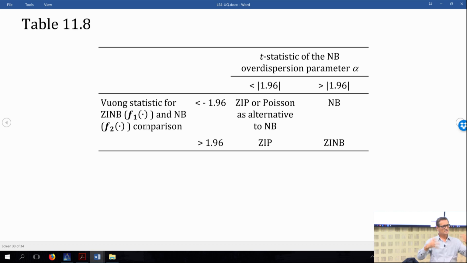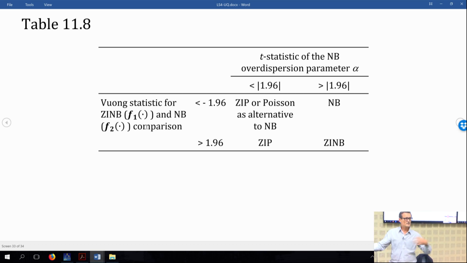And so we have tests to help us decide: do we have over dispersion or not? Do we have zero inflation or not? Depending on the results of these tests, we can then provide the statistical evidence in support of increasing the complexity of the process.